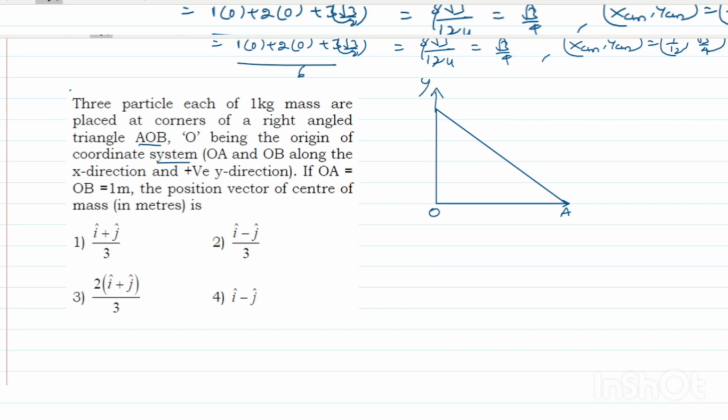So this is the y-axis you can take and this will be along the x-axis. So here this is OA and OB, along the positive x-axis and along the positive y-axis. If OA is 1 meter and OB is 1 meter, they are asking for the position vector of the center of mass. Let us take these coordinates first, students.